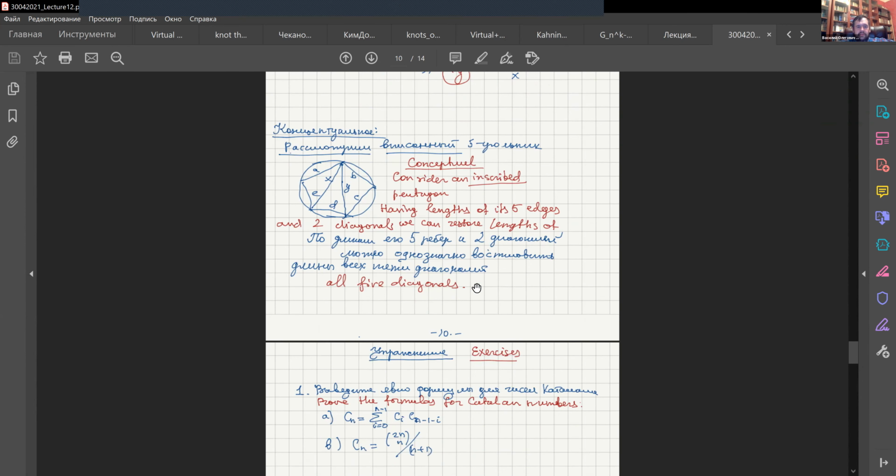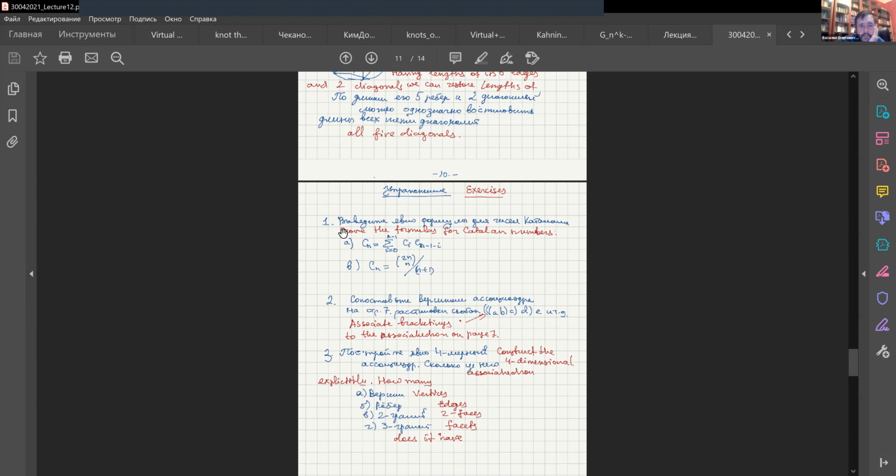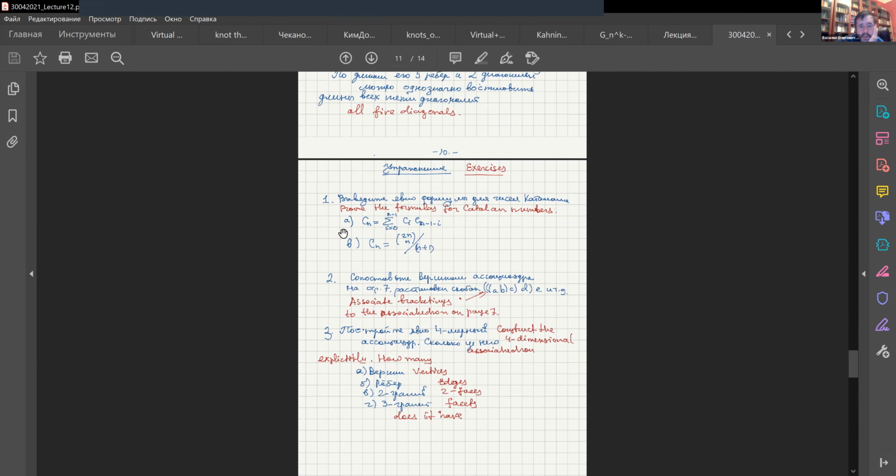And now I want to pass to exercises and to research problems. Here, the exercises are as follows. So first of all, prove the formula for Catalan numbers. Actually, I gave a sketch of that.